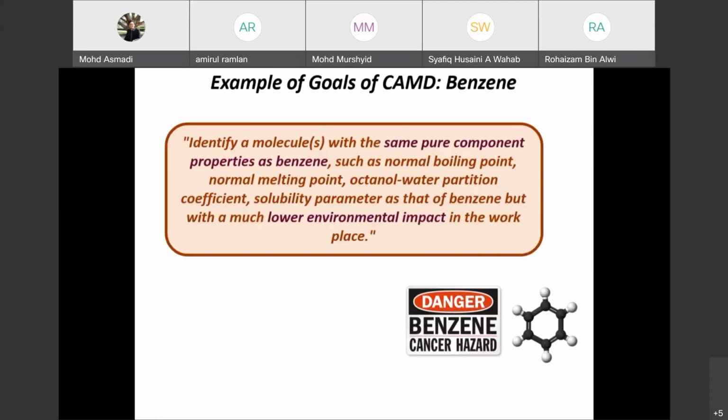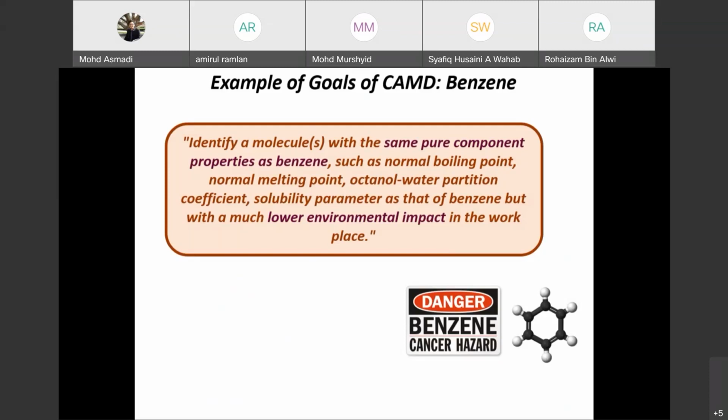Okay, how about this one? Okay. This one also is a well-defined problem lah. Identify the molecule with the same pure component properties as benzene, such as a normal boiling point that is already specified. Well-defined problem. Alternate water partition coefficient, and so on. Lower environmental impact. Okay. Goal value is given in this one, right? Well-defined.